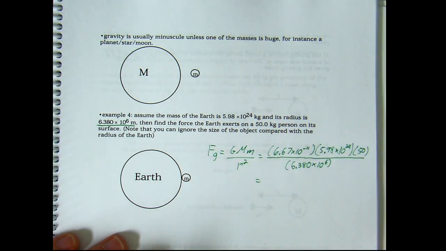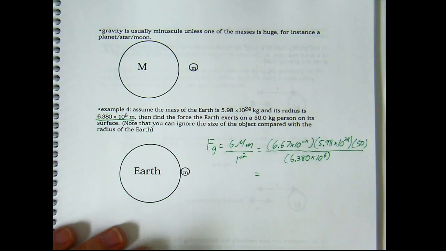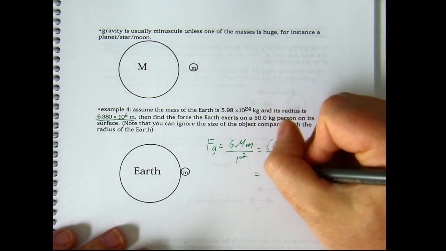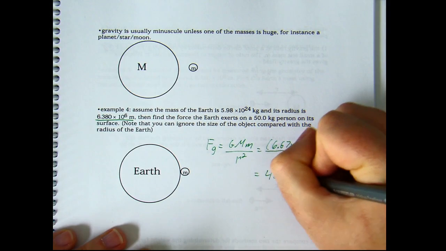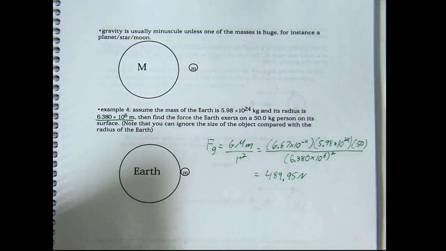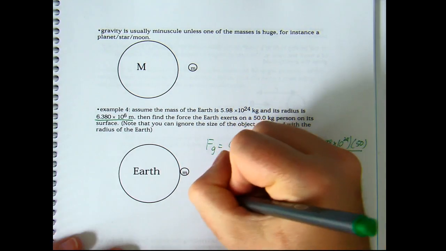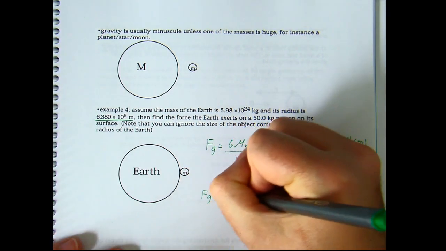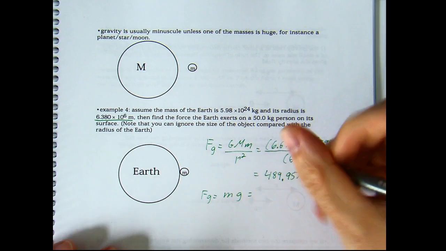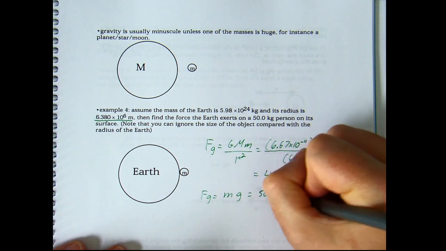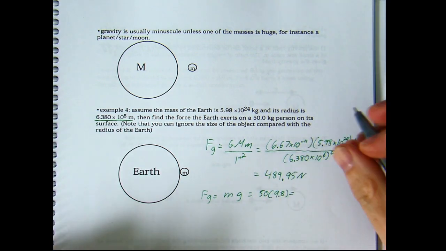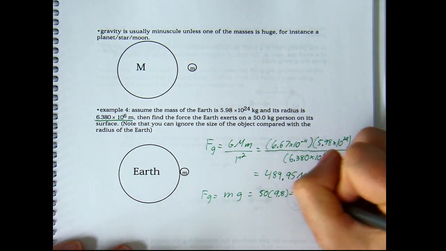If you run that through your calculator, what you're going to see, and we have to square the radius. Now, when you do the calculation, just to verify it, the number I got is 489.95 newtons. Now let's take a look at what we would have done before. We would have said Fg equals mg. M is 50. We've said that g is 9.8. 50 times 9.8 is 490.